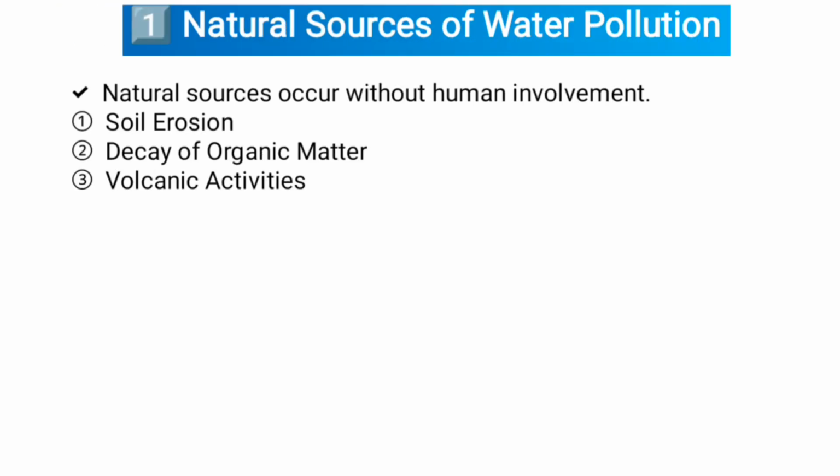First one, natural sources of water pollution. Natural sources occur without human involvement. First one, soil erosion. Second one, decay of organic matter. Third one, volcanic activities. Now let's discuss all the natural sources of water pollution one by one and in detail.